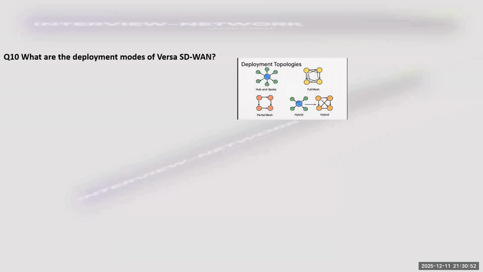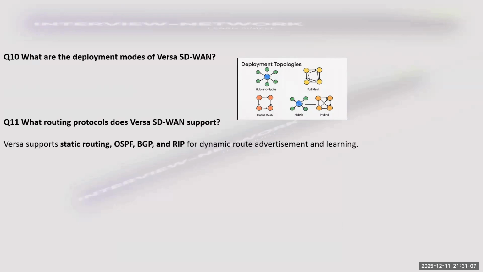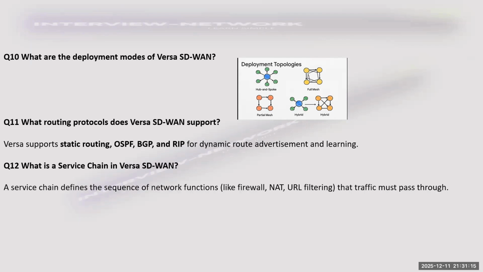What are the deployment modes of Versa SD-WAN? You can see that we can deploy in multiple ways: hub and spoke, full mesh, partial mesh, or hybrid mode, which contains all of these or some of them. That's called the hybrid mode. What routing protocols does Versa SD-WAN support? Versa supports static routing, OSPF, BGP, and RIP for dynamic route advertisement and learning. What is service chain in Versa SD-WAN? Service chain defines the sequence of network functions like firewall, NAT, and URL filtering that the traffic must pass through.